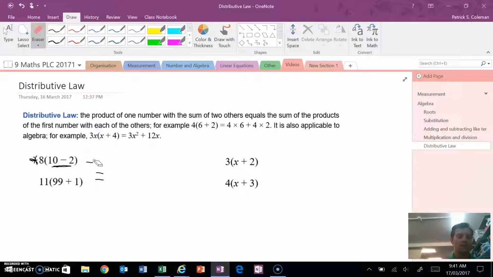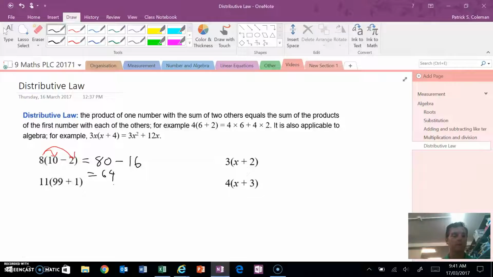The other way is using the distributive law, and we'll practice that. What we do is we take the term outside, which is 8, and multiply it by the first term inside. In this example, we've got 8 times 10, which is 80, minus, and then we use our next term inside, so 8 times negative 2, so that's 16, and then 80 minus 16 is 64. So we end up with the same answer.